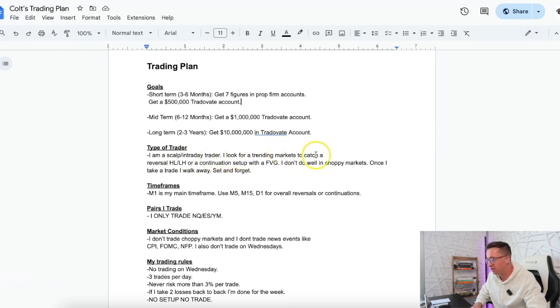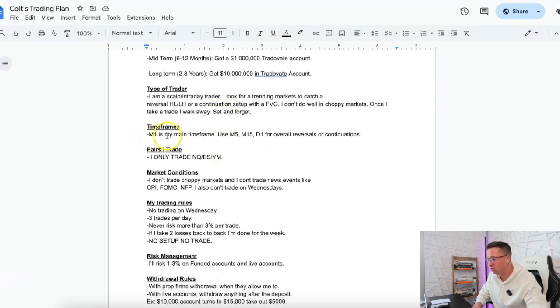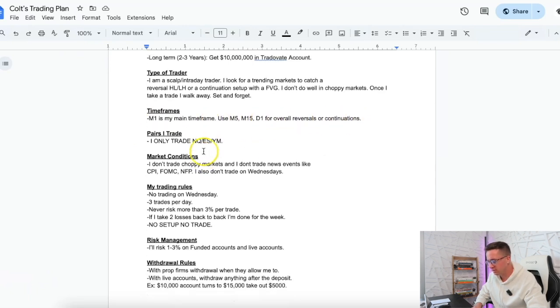I look for trending markets to catch a reversal, higher low, lower high, or continuation setup with the FVG. I don't do well in choppy markets. Once I take a trade, I walk away, set, and forget. You guys need to be able to identify this for yourself. Time frames. Minute 1 is my main time frame. I do use a minute 5, minute 15, and day 1 for overall reversals or continuations.